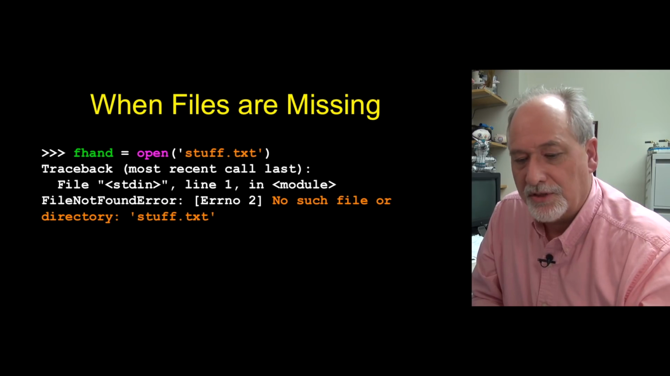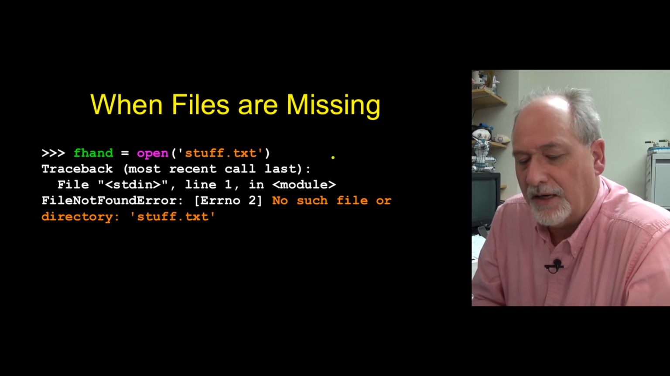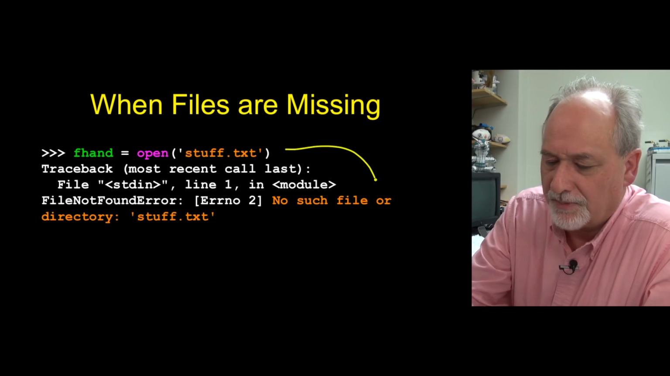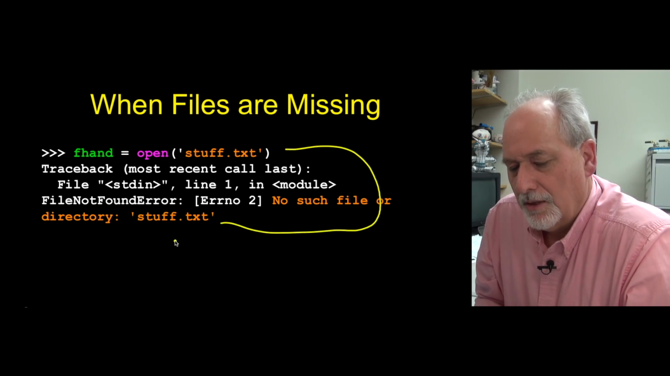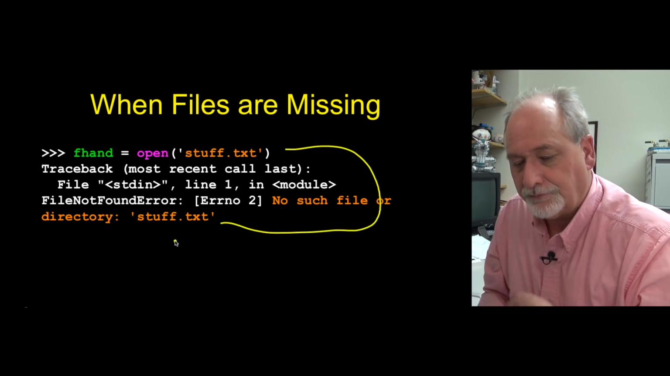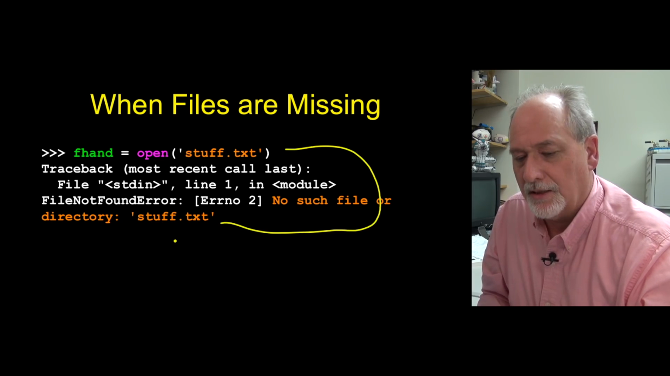So, of course, this is Python. If you make a mistake and there's a file that doesn't exist, we get a traceback, and it blows up. We'll show you in a second how to deal with that.